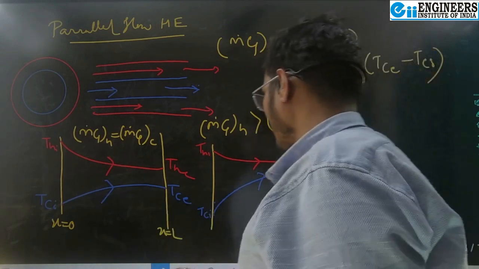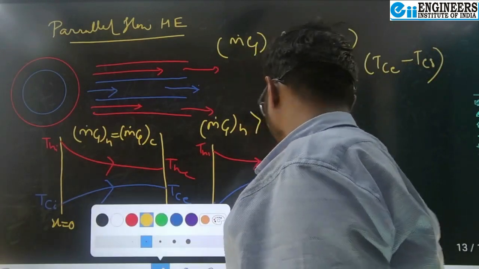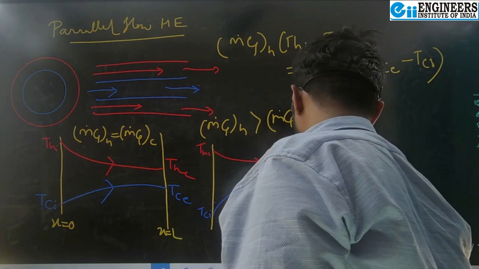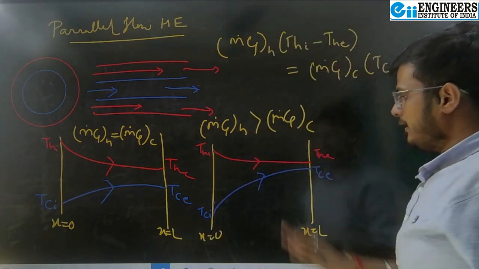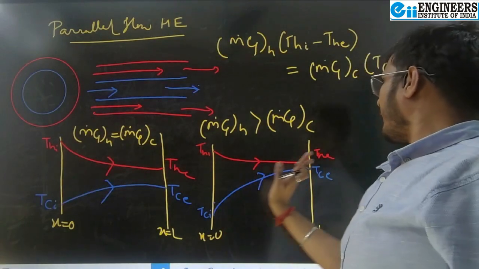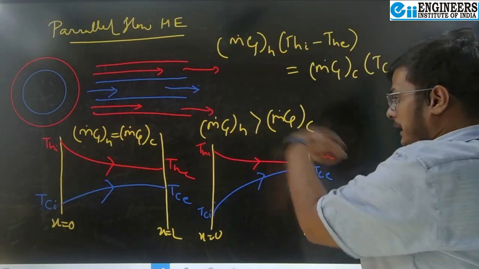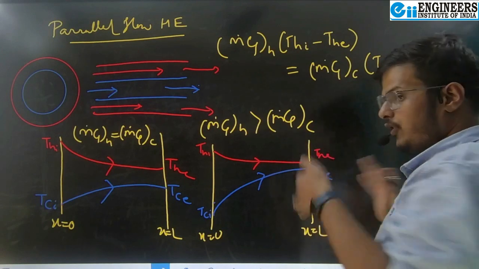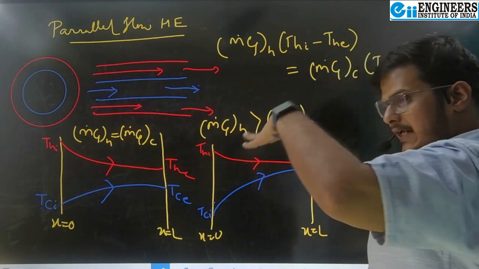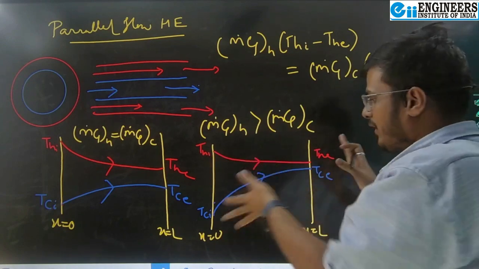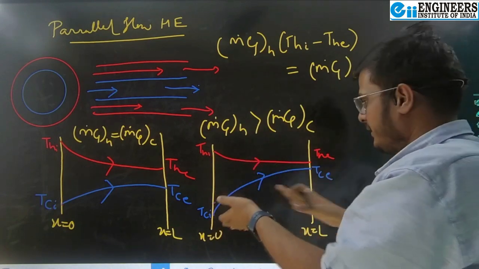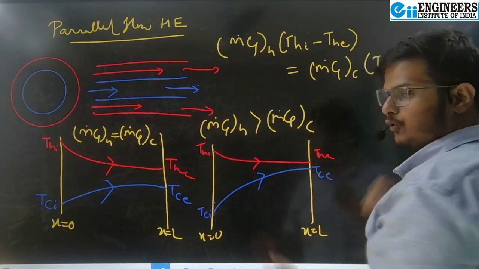In this case, where the cross section moves from x equals 0 to x equals L, we can see the cold fluid takes more time to extract heat, but for the hotter fluid, the temperature gradient obtained is quite small as compared to the temperature gradient given by the cold fluid.